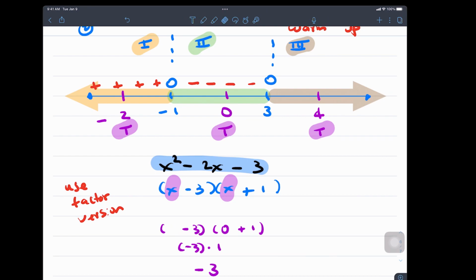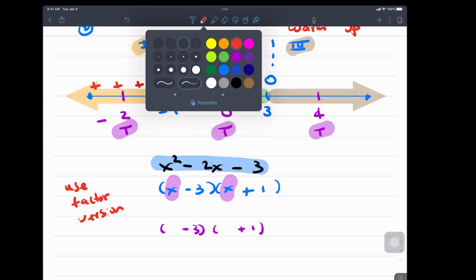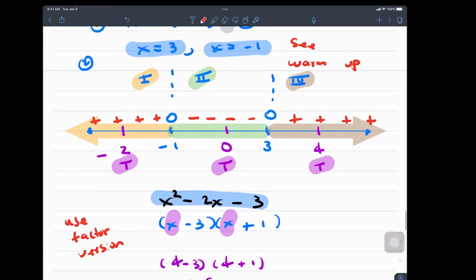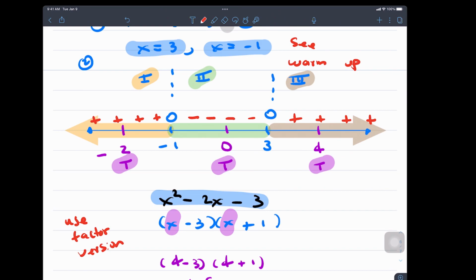Okay, what do you guys use now as a test point? 4. You got 4 minus 3 is 1. What's 4 plus 1? 5. What's 1 times 5? 5. What do you guys know about that region? That region's positive, ladies and gentlemen. Okay, you guys okay with that? So this is called sign analysis, meaning positive sign, negative sign. Zero's neutral. It's not positive or negative.